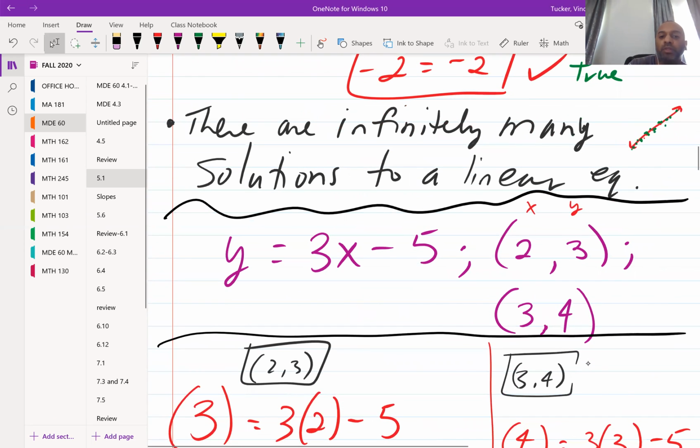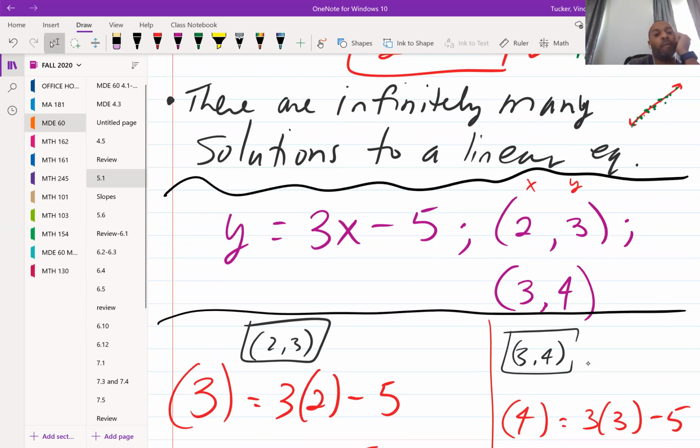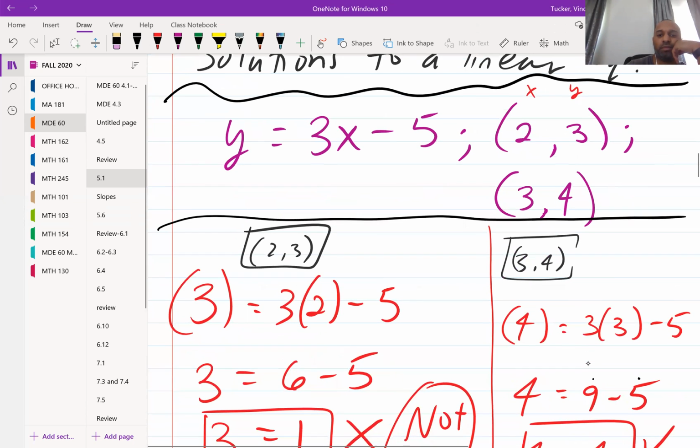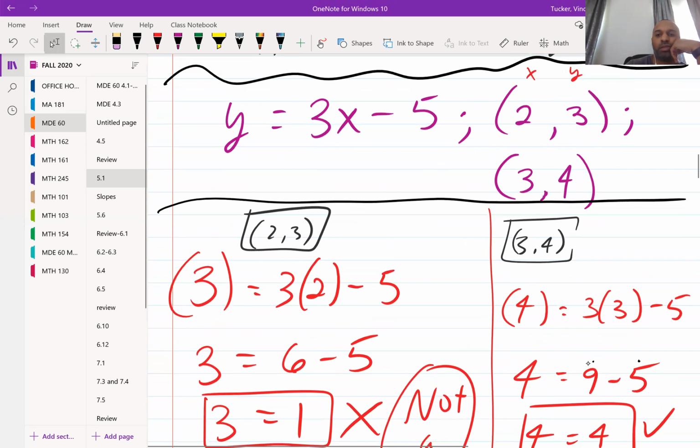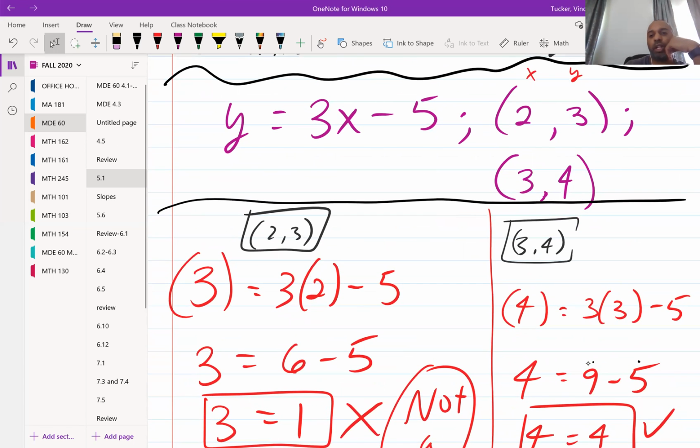All right. So doing that one more time, this time we have y equal to 3x minus 5, and they give us 2 ordered pairs to try to see if they are solutions of that equation. So we have (2, 3) as one ordered pair. Then we have (3, 4) as the other ordered pair. On the left, I substituted in (2, 3). On the right, I substituted in (3, 4).